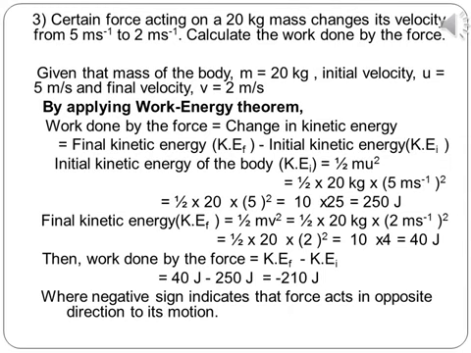Then, what is the work done by the force? It is equal to final kinetic energy minus initial kinetic energy, which is equal to 40 joule minus 250 joule, which is equal to minus 210 joule. Here, the negative sign indicates that the force acts in the opposite direction to its motion. So, this work done will be the negative work done.